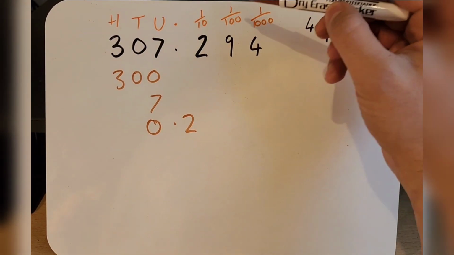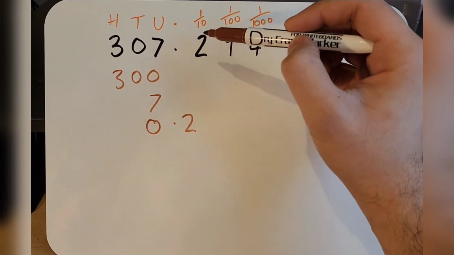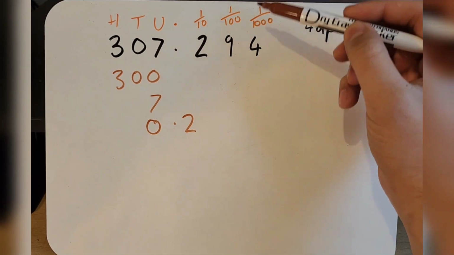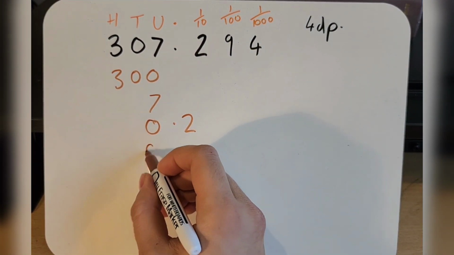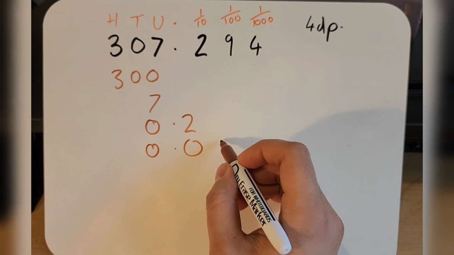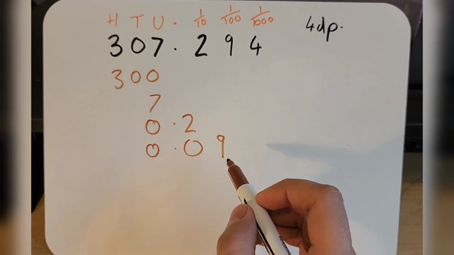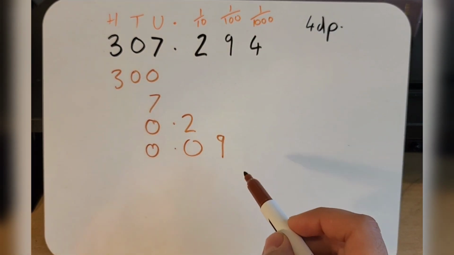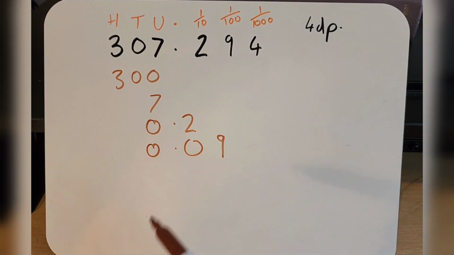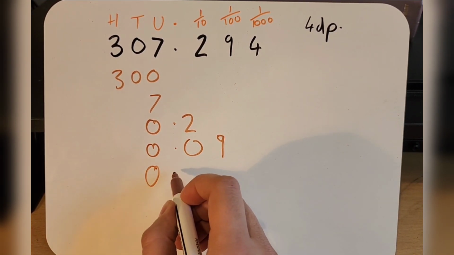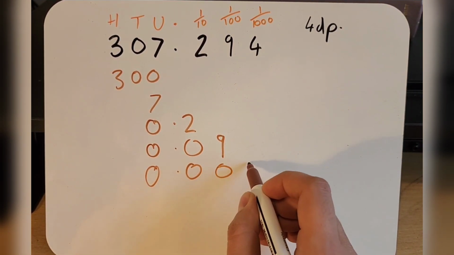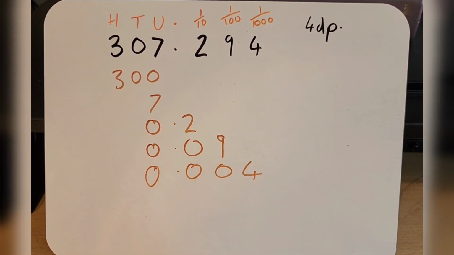And the reason it's called the tenths column is we'd need 10 of these to give us the value of 2. Over here, we have the hundredths column, and we would need 100 of these 0.09 numbers to give us 9. And also in the thousandths column, we have 0.004. And this means you would need 1,000 of these numbers to give us the value of 4.